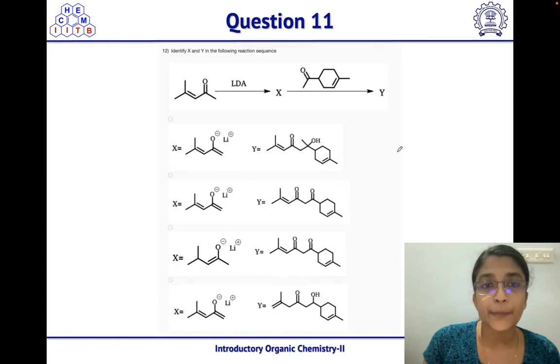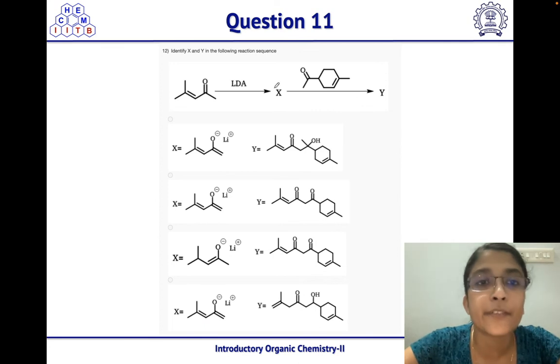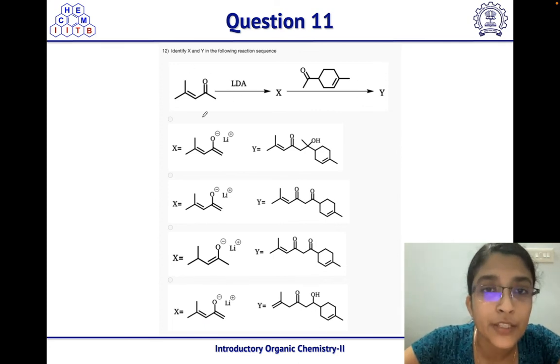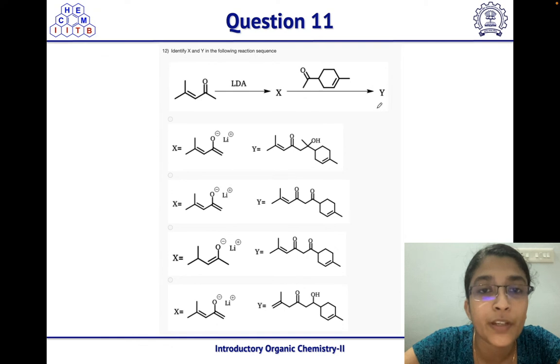Now coming to question number 11. Here they have given a ketone and treating with LDA. They have given that a compound X will be formed, and that compound X they treated with another ketone, and they are telling a compound Y will be formed.